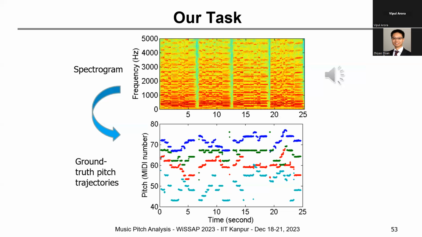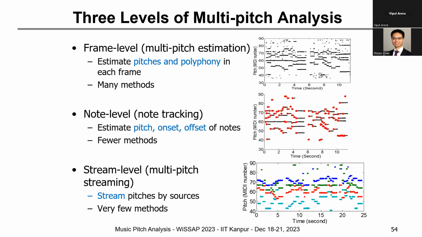Starting from the waveform or from the spectrogram, we're trying to get output like the colored dots representing the pitch estimates at different time frames. And we can address this problem at 3 levels. The first level is just the frame-level estimation of pitches and the number of pitches, which is called polyphony. This is called multi-pitch estimation.